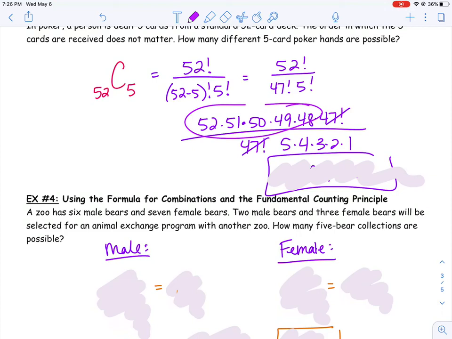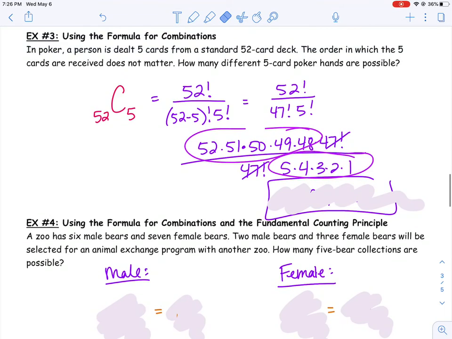I need you now to multiply the top numbers. I need you to multiply the bottom numbers. Write both of those down and then divide them. In poker, how many different ways can the dealer give you those 5 cards? Woo! 2,598,960 different ways they can hand you those 5 cards.